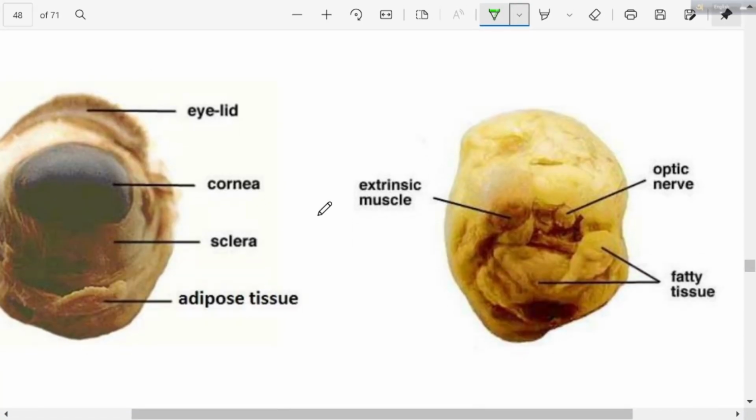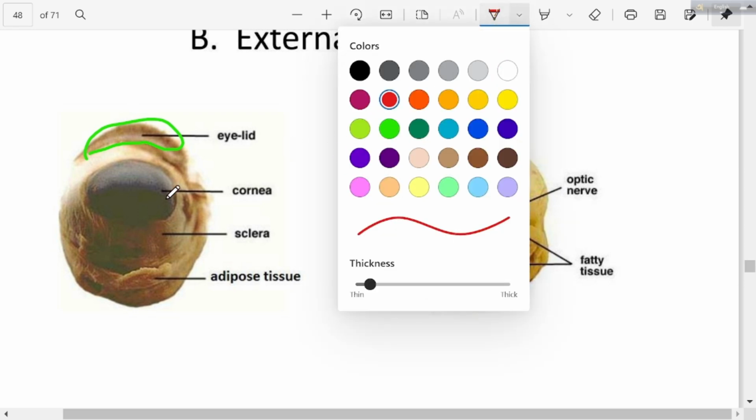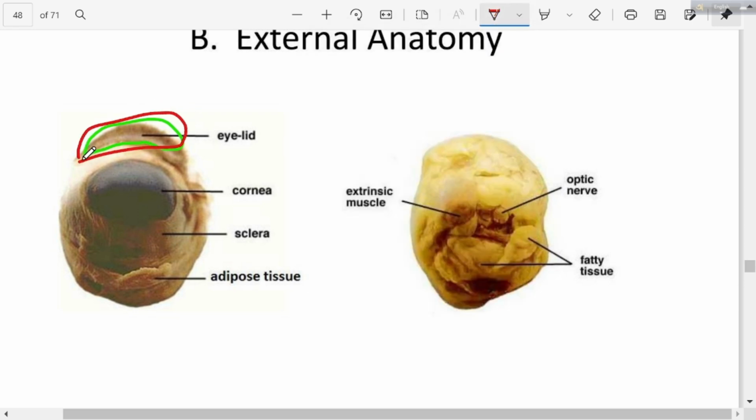Now we'll look at the cattle eye, how it looks. Here you can see the eyelid, which I'm marking with another color. This is the superior eyelid, or upper eyelid, and this is the inferior eyelid, or lower eyelid. And this is the cornea just at the middle, and the rest of the part is called the sclera.